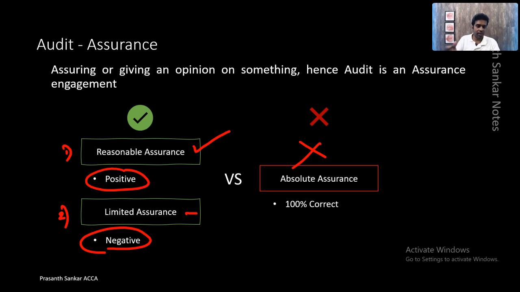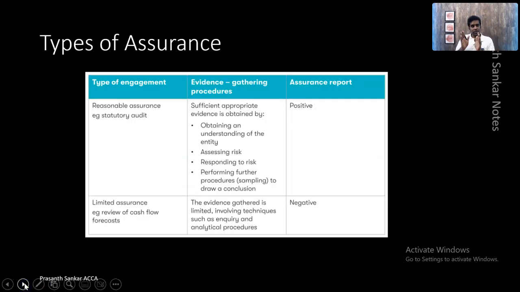Internal control review, it might be a limited assurance. Interim audit review, limited assurance. But reasonable assurance is given where there is a higher degree of assurance required by the user. An example is statutory audit. So to give you the absolute difference between reasonable assurance and limited assurance, the assurance report for reasonable is positive, limited is negative. Example is a statutory audit. Example is a review of cash flow forecast. But in both cases you need evidence.